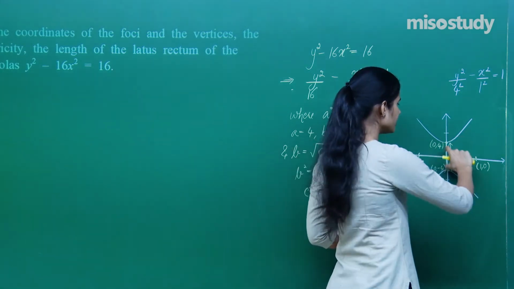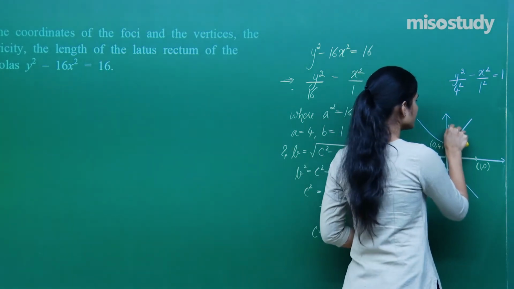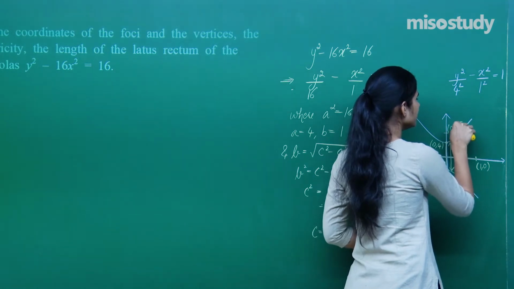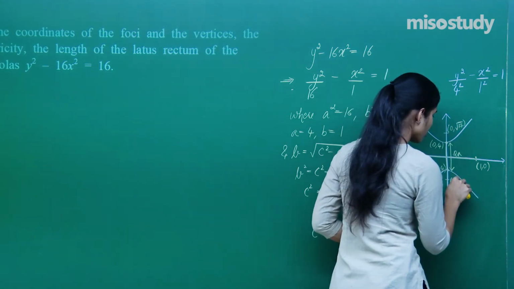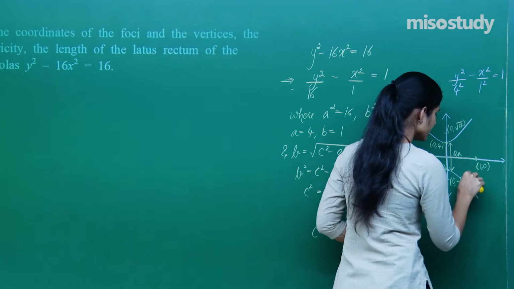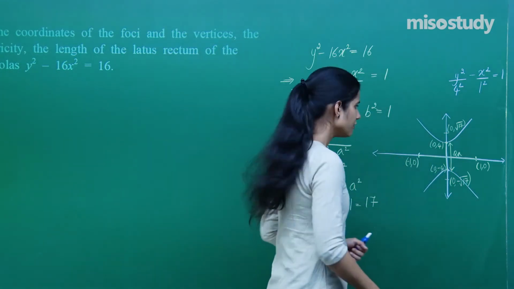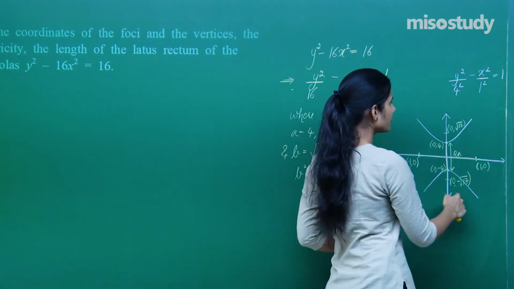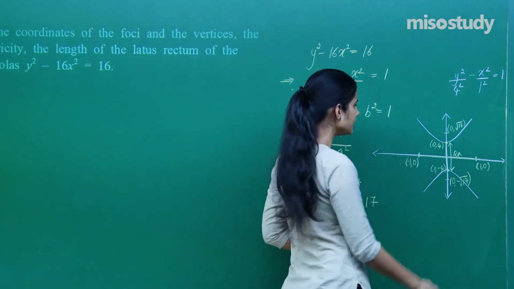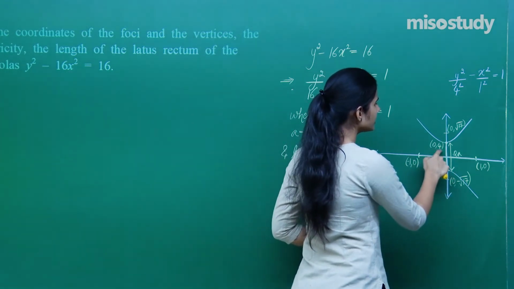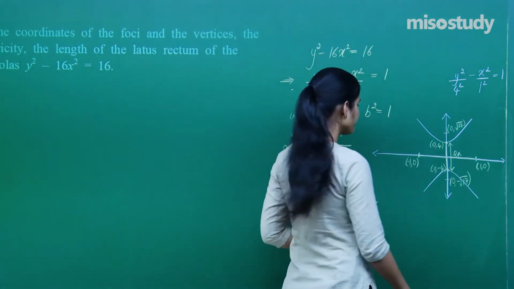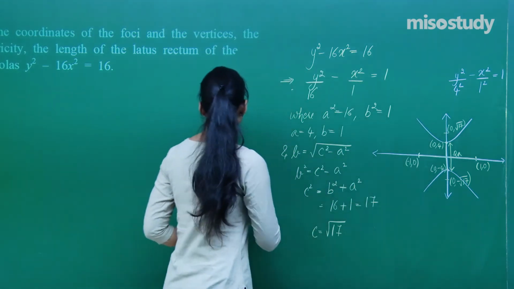So from here to here it is c, here to here it is c. This point is (0, c), that is (0, root 17), and this point is (0, minus root 17). Fine, so the foci have coordinates (0, root 17) and (0, minus root 17). The vertices have coordinates (0, 4) and (0, minus 4). After that I talk about eccentricity.